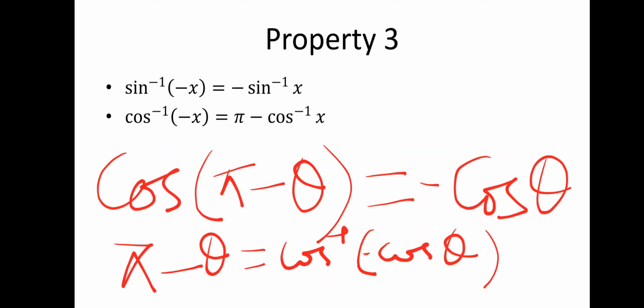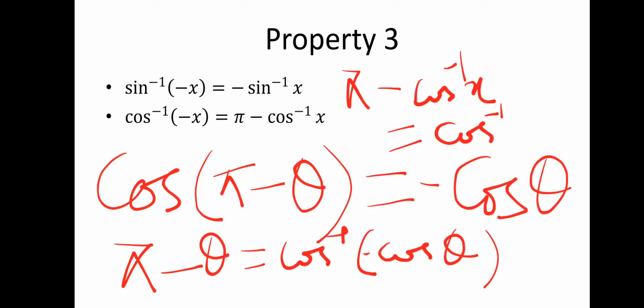Okay. So from here, I can write pi minus, in place of theta I can write cos inverse x, that is equals to cos inverse minus x. So understand this. In the first line I have cos of pi minus theta, which is minus cos theta, we know this. So now if I take the cos on the other side, it becomes cos inverse. So I can write pi minus theta as cos inverse of minus cos theta, right?